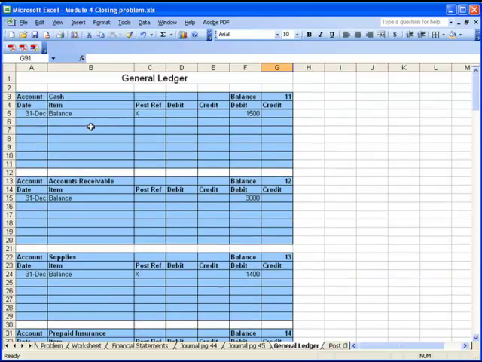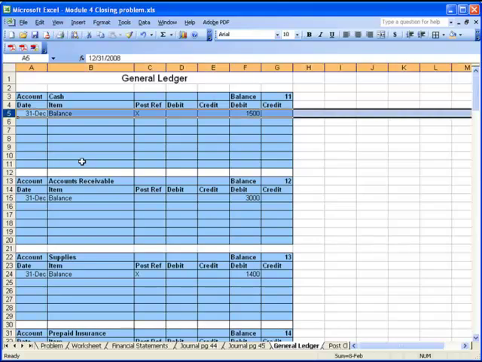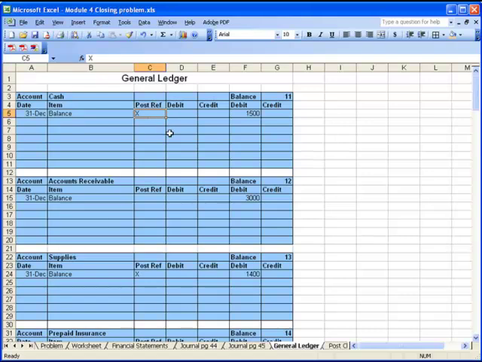I've already transferred the information, and I'll show you a couple of the entries here to see how they get transferred. You enter the date. In the item column, you enter balance, showing that this is a balance forward, perhaps from another general ledger book, starting a new book. Your posting reference is typically a check mark in a spreadsheet like this. I've used an X to indicate that.